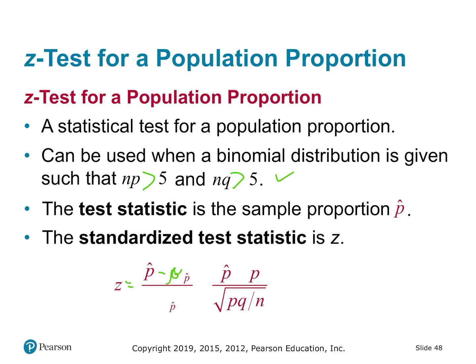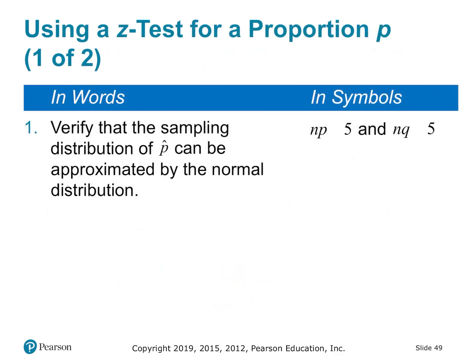We'd have p hat minus mu of p hat, over sigma of p hat. I never use this formula, by the way. I just say p hat minus p divided by the square root of pq over n. And there shouldn't be any hats down there, I don't believe. And verify that the sampling distribution of p hat can be approximated by the normal distribution. Yes, we just said that. And so we can go along that way.